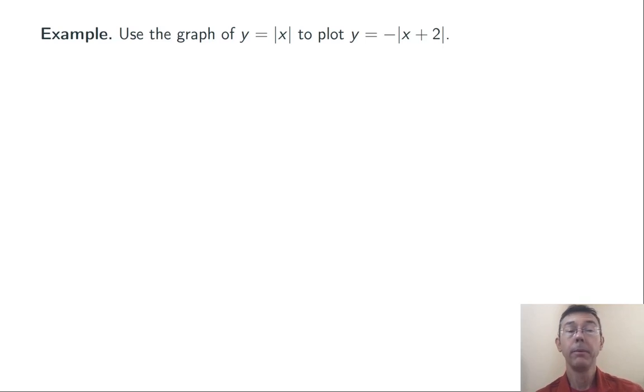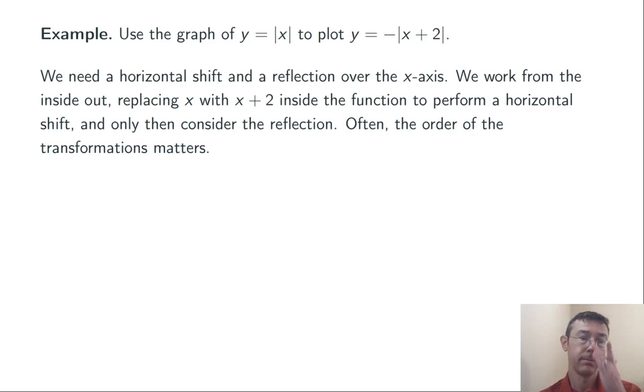Let's do another example. Let's use the graph of y equals the absolute value of x to plot y equals negative the absolute value of x plus 2. So here we are going to have a vertical reflection with that negative sign out front. We're also doing a horizontal shift, replacing x with x plus 2. Now in this particular case, the order doesn't end up mattering, but often the order does matter.